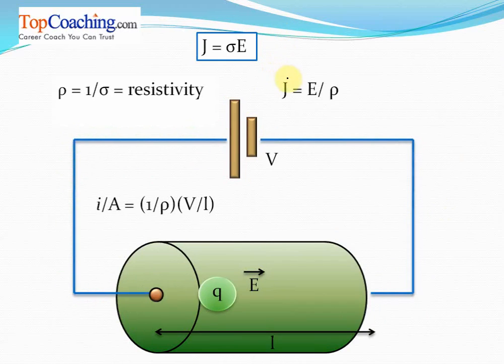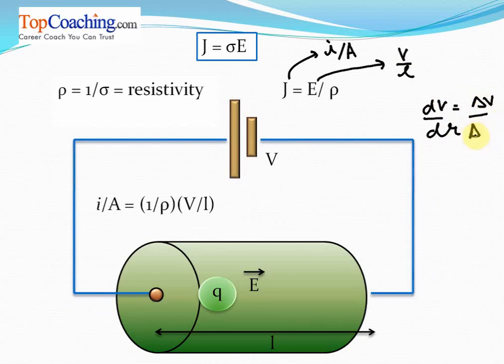J, the current density, is basically I by A, the current flowing per unit area of this green conductor, isn't it? The electric field, on the other hand, can be written as V by L. If L is the length of the conductor that we're taking into account, across which we're applying a potential difference V using a battery, then the electric field created inside the conductor will clearly be V divided by L, isn't it? Because E is dV by dr. This is equal to delta V by delta R if the potential difference across the conductor is constant.